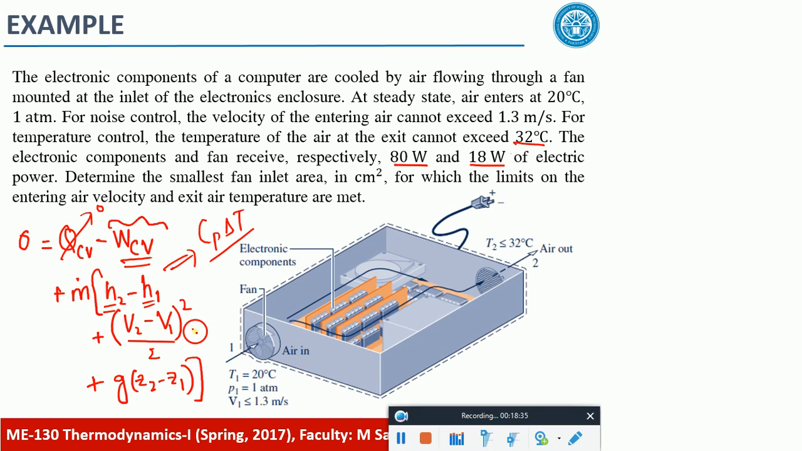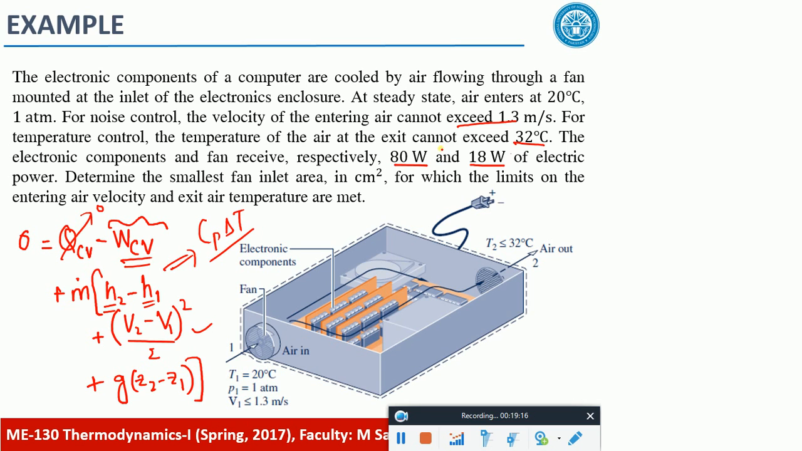And then what about this one, V2 minus V1, is it given? V1 is given, okay, what about V2? Fan with what? No. Fan will make noise if the velocity exceeds at the inlet by 1.3 meter per second. Any idea how can we do that?